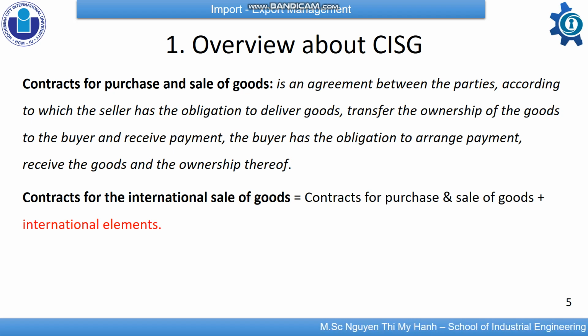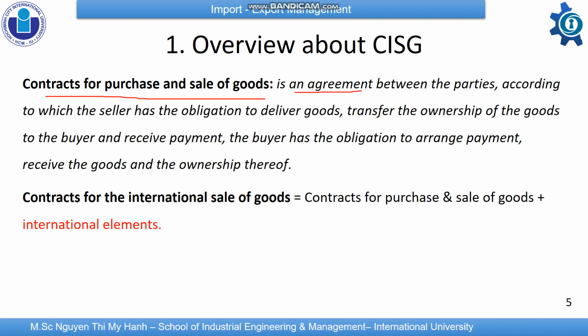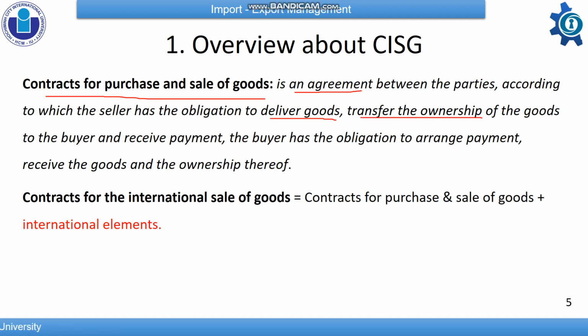So what is contract for purchase and sale of goods? That is an agreement between the parties, according to which the seller has the obligation to deliver goods, transfer the ownership of the goods to the buyer, and receive the payment. So it's the same for purchase and sale of goods. However, the contract is the agreement between them, between the parties. Okay, and the buyer has the obligation to arrange payment, like pay for the seller, receive the goods, and the ownership.